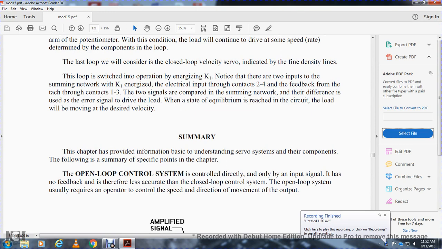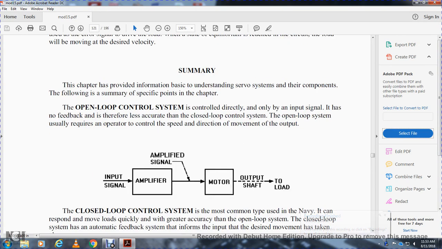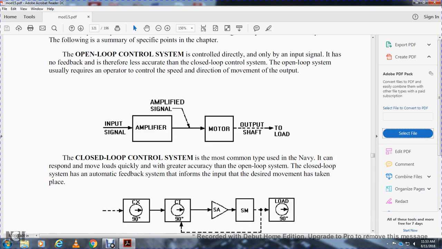The open loop system usually requires the operator to control the speed, direction, and movement of the output. The input signal amplifier amplifies the signal to the motor, and the output shaft moves the load. The closed loop control system is the most common type in the Navy. It can respond to moving loads quickly and with greater accuracy.